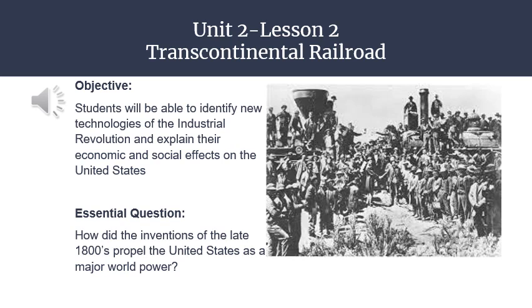Unit 2, Lesson 2, the Transcontinental Railroad. Our objective is that students will be able to identify new technologies of the Industrial Revolution, like the railroad, and explain their economic and social effects on the United States. Our essential question: how did the inventions of the late 1800s propel the United States as a major world power?